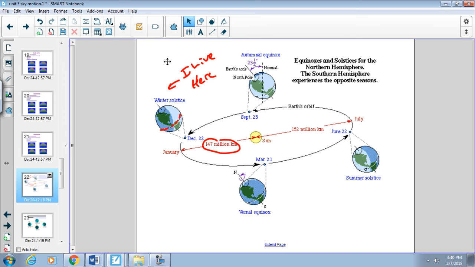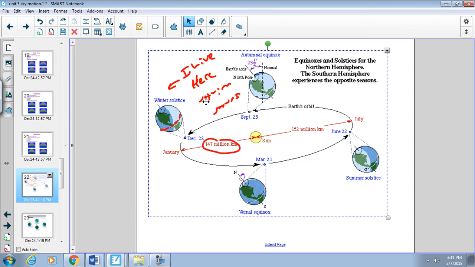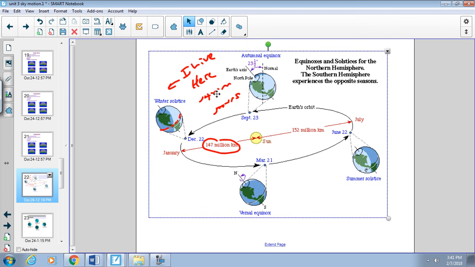So while we get summer over here, the southern hemisphere gets winter. And while we get winter, they have summer. It's upside down now.